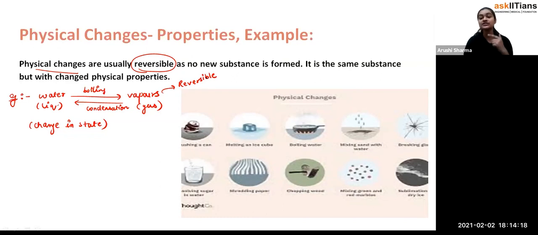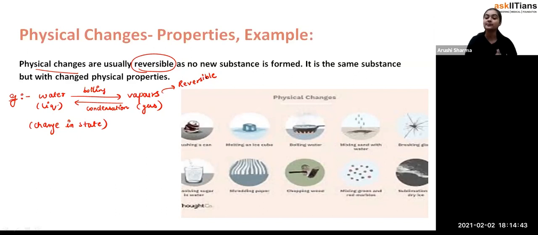But due to the change in the length, its physical properties are changing, so we consider it a physical change, but it is not the reversible one. Exactly, so we have to observe whether the physical change is going on, and whether that particular process can be reversed or not. So we call it a reversible change or a non-reversible change.